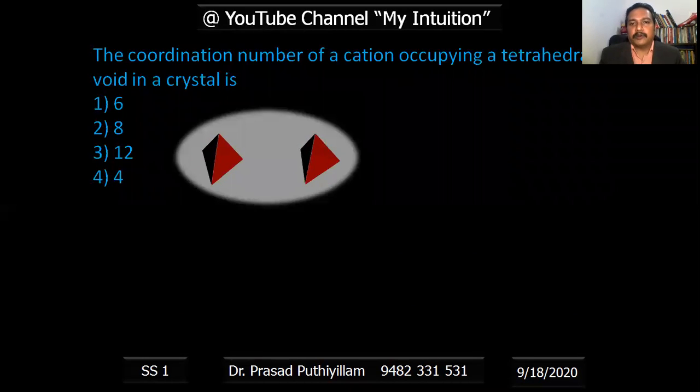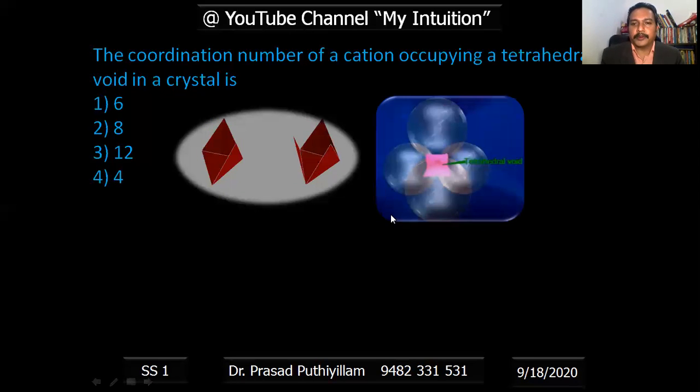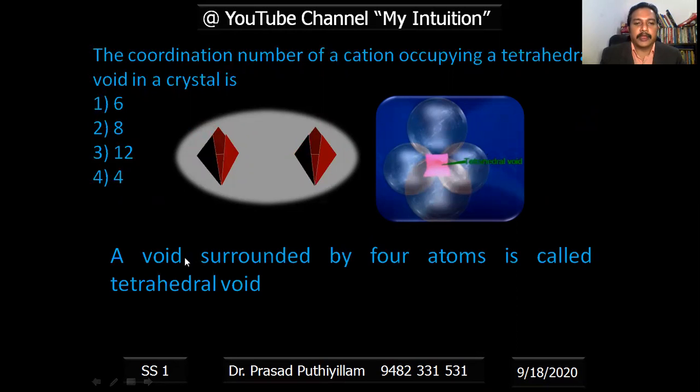The coordination number of cations occupying tetrahedral void in a crystal is option 6, 8, 12, 4. So a tetrahedral shape is represented here, and the tetrahedral shape occupying the void is created with 4 atoms. Okay, so these 4 atoms, when they are arranged like this, form the tetrahedral void, 4 atoms or particles. Therefore, we can say that a void surrounded by 4 atoms is called tetrahedral void, and 4 is the correct answer.